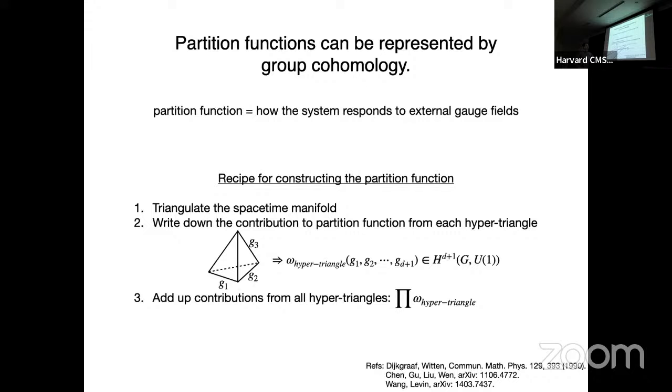This is the contribution from each hypertriangle, and in order to obtain the total contribution, I have to multiply these contributions together. In order for this total partition function to be invariant under the change of how I triangulate the space-time, I require this omega to satisfy some condition. This condition turns out mathematically to be the so-called cocycle condition in cohomology. But for us, we can just view this as a symbol that tells me how to classify different partition functions.